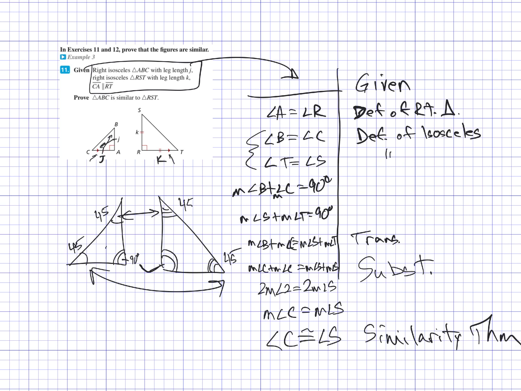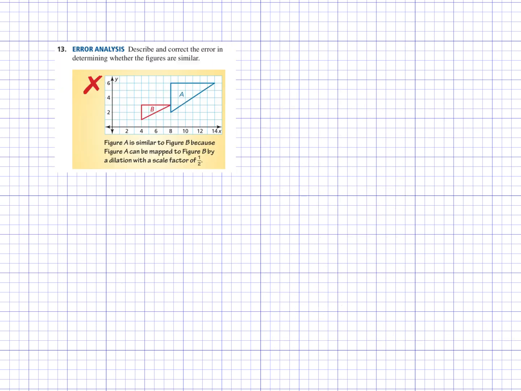Okay, this is angle addition up here. I didn't put those in. All right, now what did they do wrong here? Describe and correct the error. Determine whether the figures are similar. Okay, they said figure A is similar to figure B because figure A can be mapped to figure B by dilation with a scale factor of 1/2.